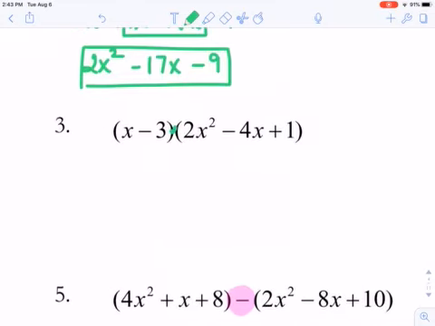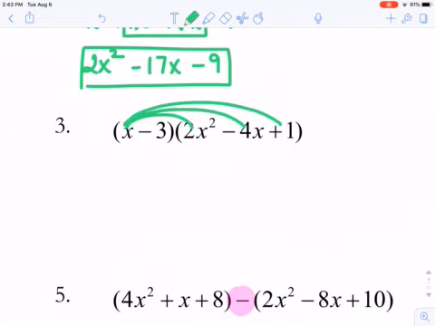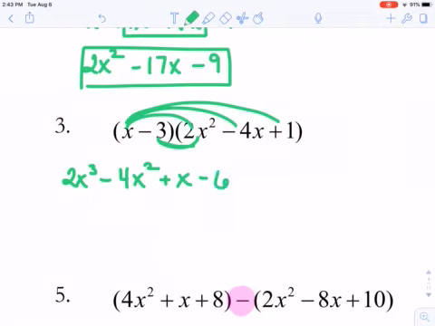And then number 3, same multiplication with the polynomials. This time we have a binomial and a trinomial because there's 3 terms in the second parentheses. But as far as the steps go, we're going to be doing the same thing. We're going to take the x and we're going to distribute it to each of the terms in that second parentheses. So we'll do x times 2x squared is 2x cubed. X times negative 4x is minus 4x squared. X times 1 is just x. And then we'll distribute the negative 3 to all 3 of those terms. So we get negative 6x squared, positive 12x, and then negative 3.